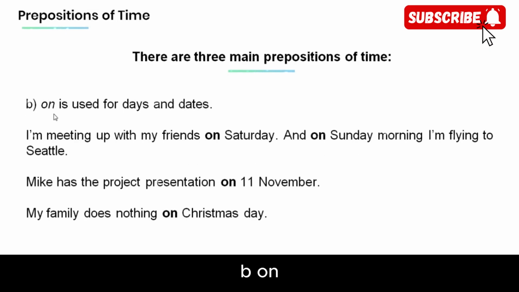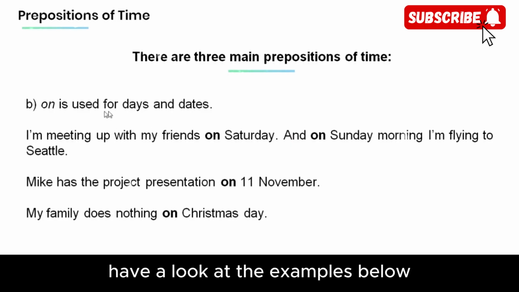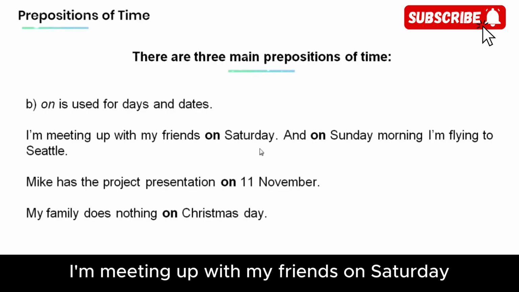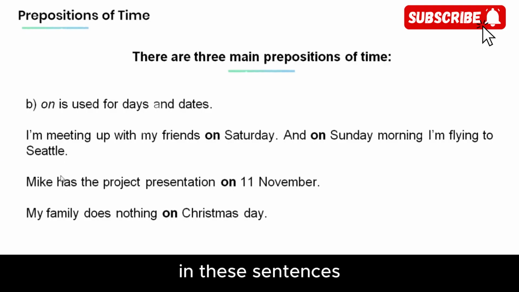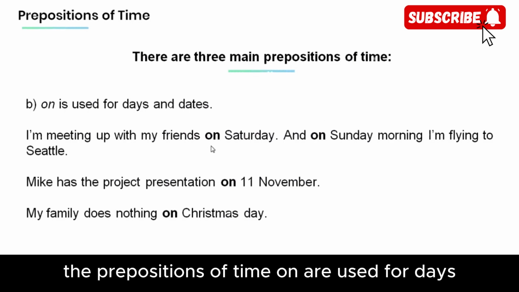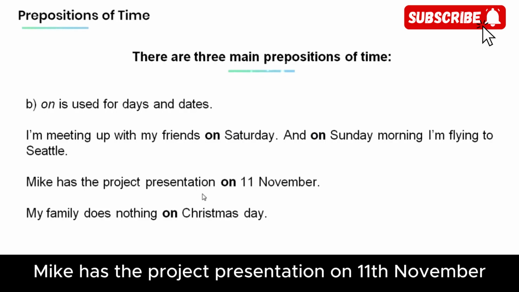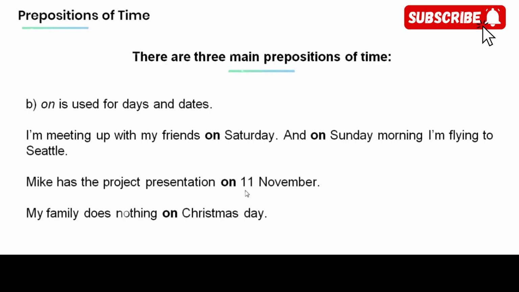B. On. On is used for days and dates. Have a look at the examples below. I'm meeting up with my friends on Saturday, and on Sunday morning, I'm flying to Seattle. In these sentences, the prepositions of time on are used for days, Saturday and Sunday. And in this sentence, Mike has the project presentation on 11th November. The preposition of time on is used for the date 11th November.